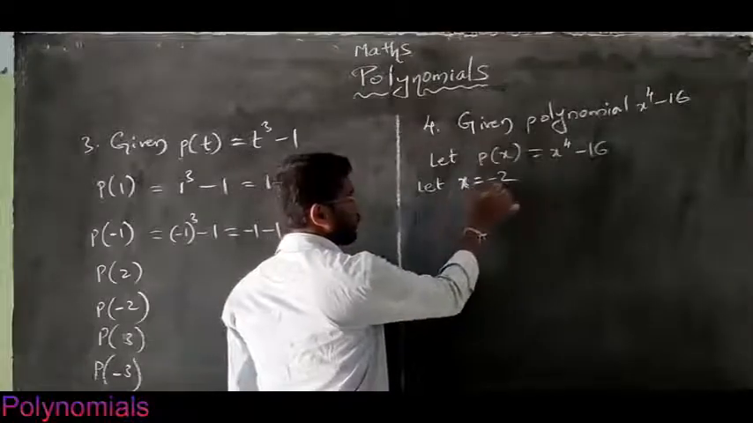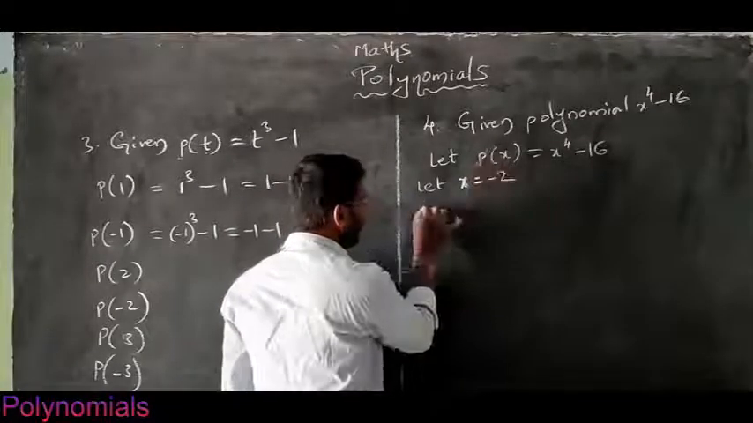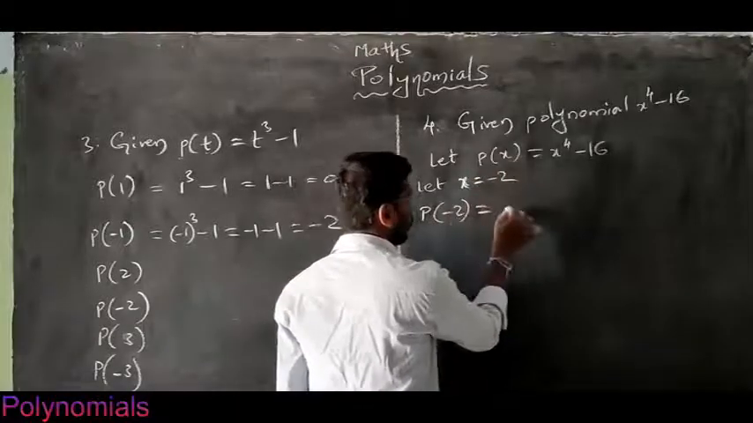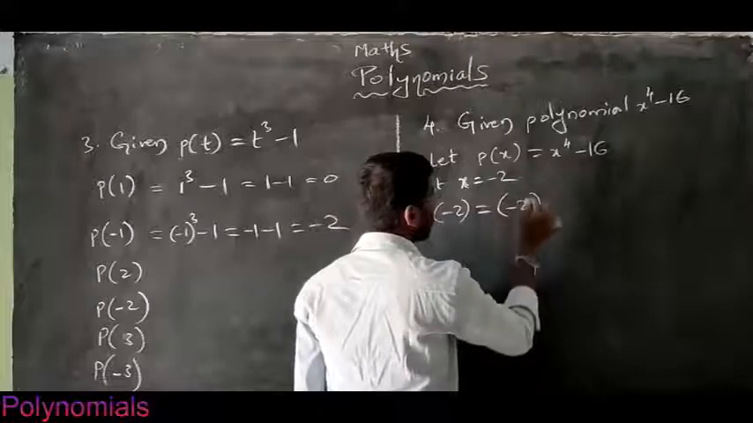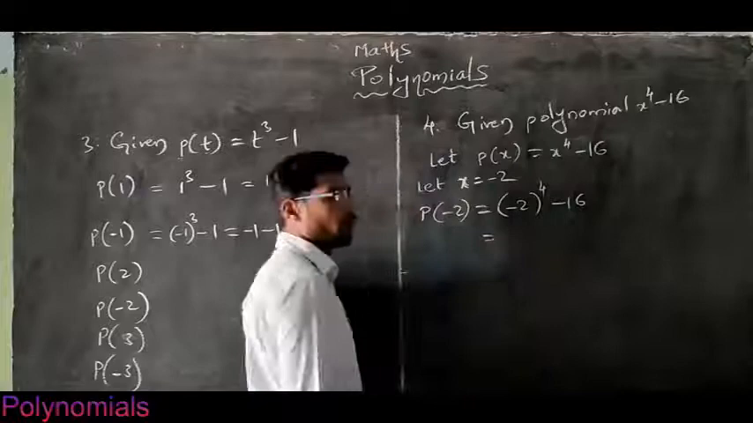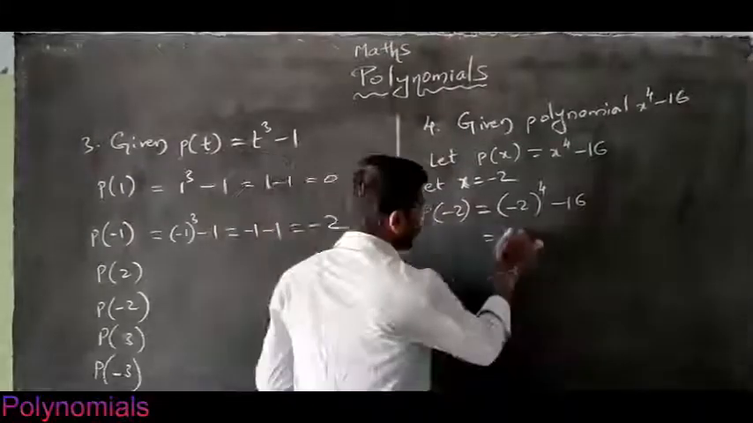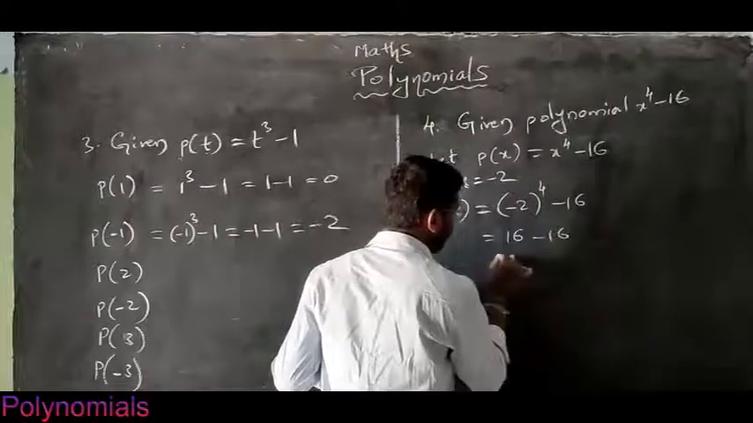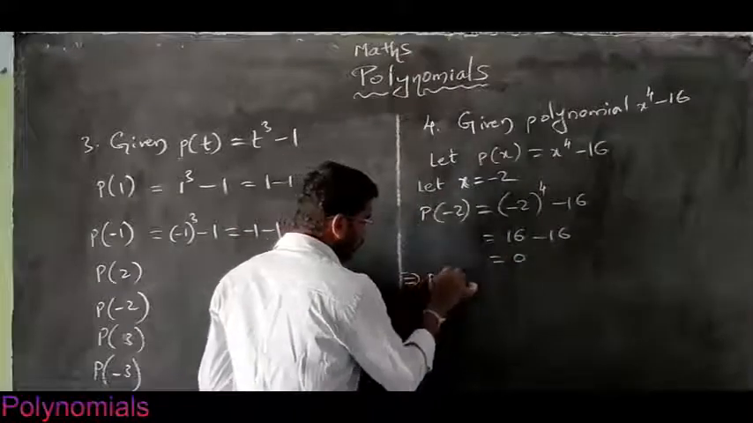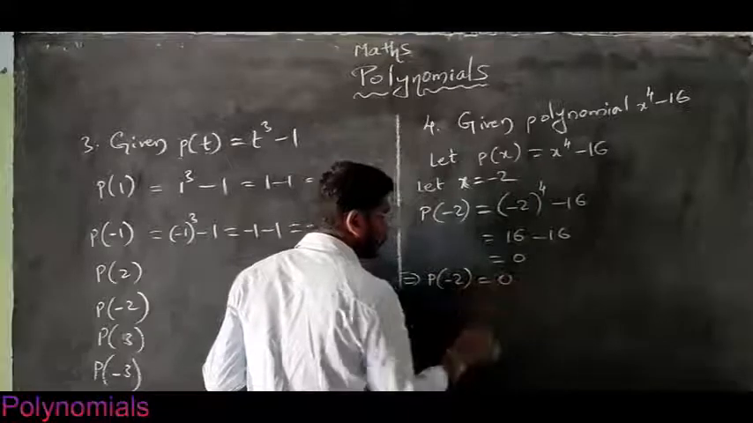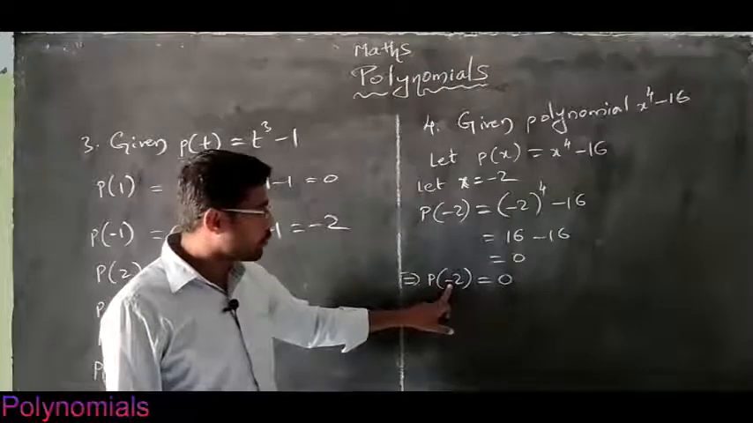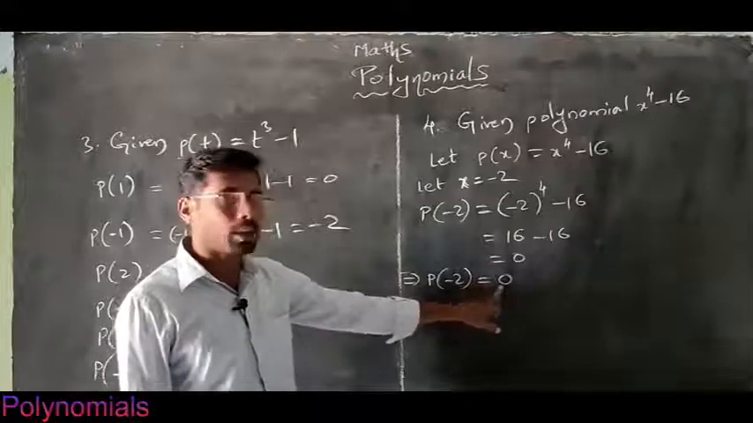In the x place, you substitute minus 2. P of minus 2 equals minus 2 whole to the power of 4 minus 16. Minus 2 whole to the power of 4 is 16. 16 minus 16, its value is 0. Which implies P of minus 2 equals 0. When x equals minus 2 is substituted, its value is becoming 0.